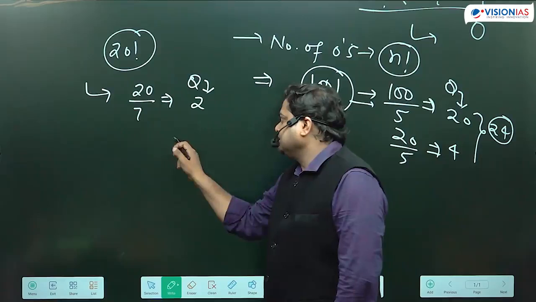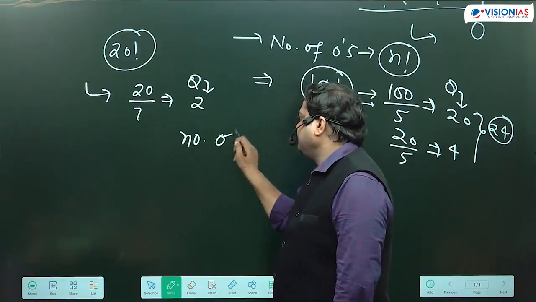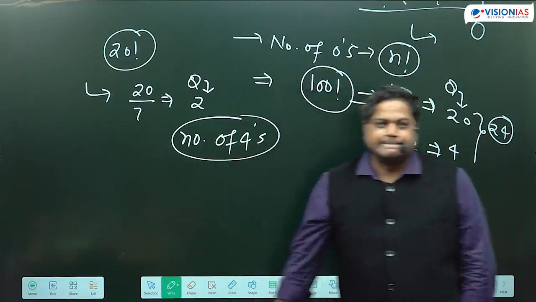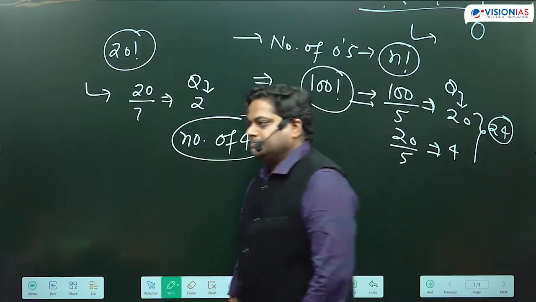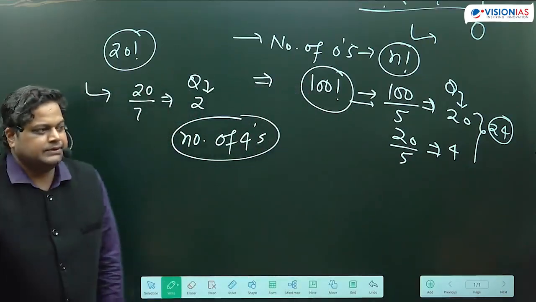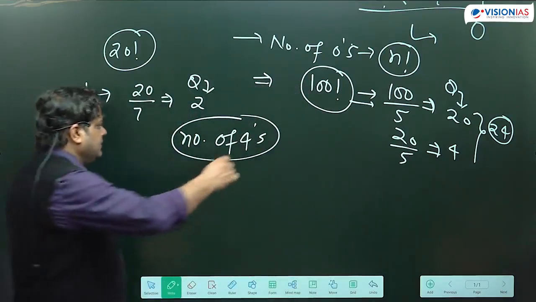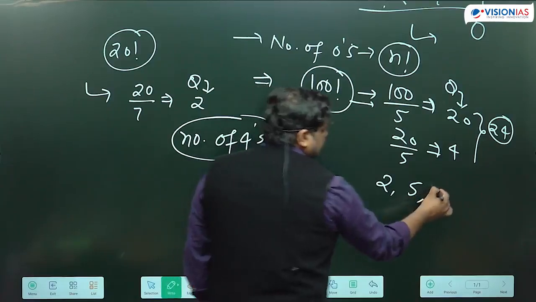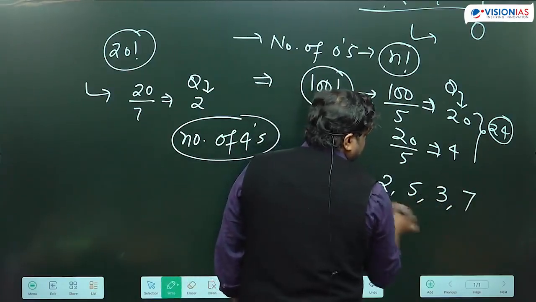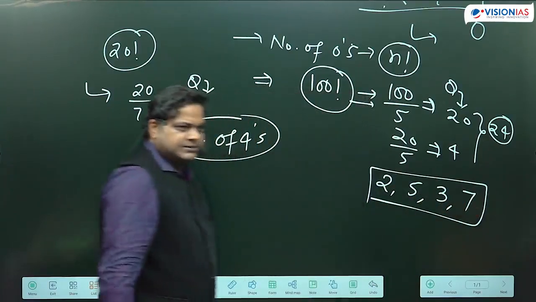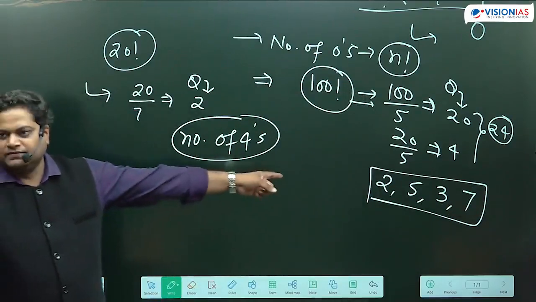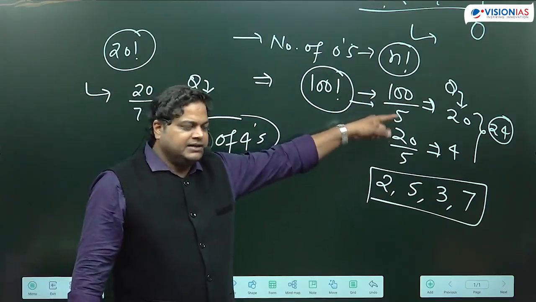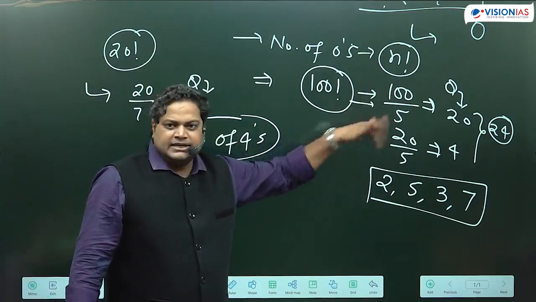But if it is asked to calculate the number of 4s, then... 2, 5, 3, 7 are basically prime numbers. We don't have any factors of these numbers. So we can calculate them directly, dividing by 5, by 2, by 3, by 7.